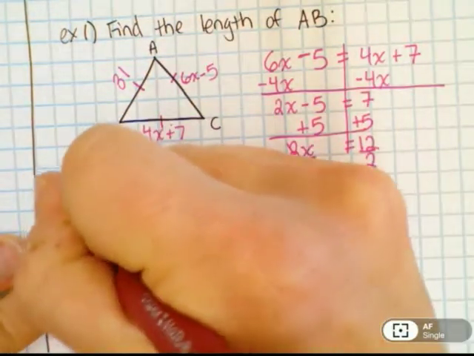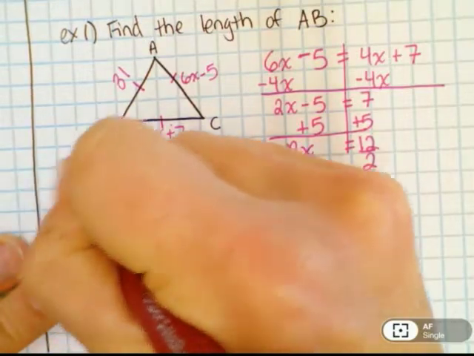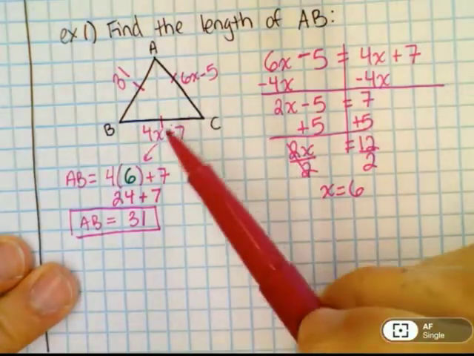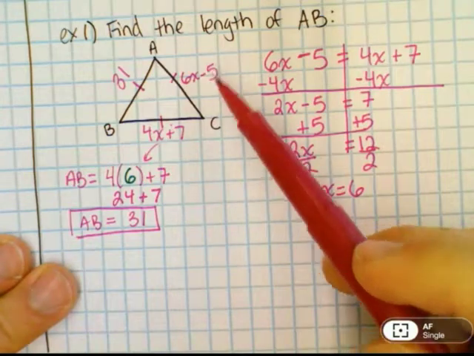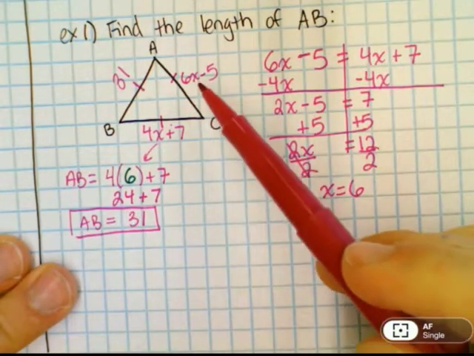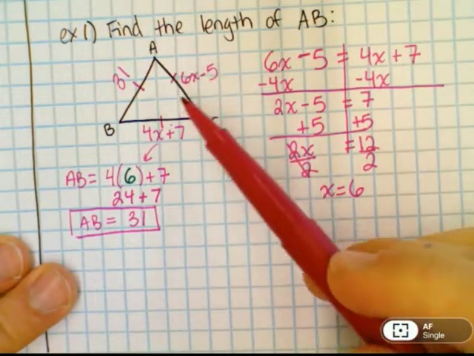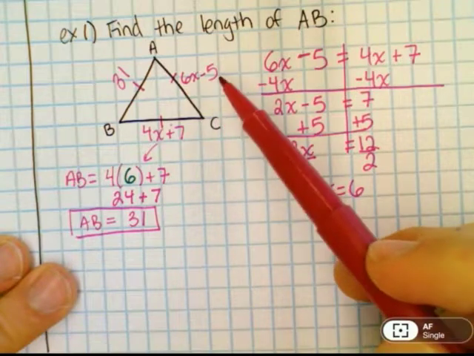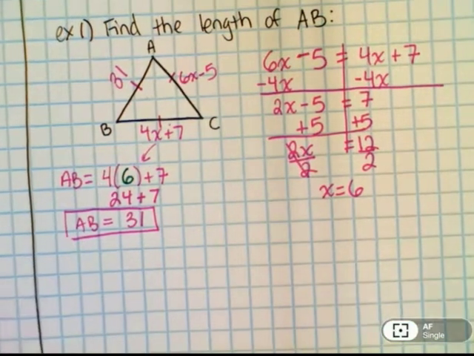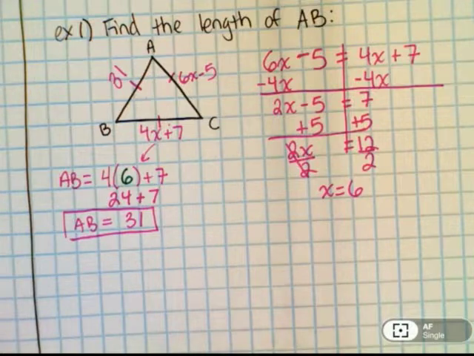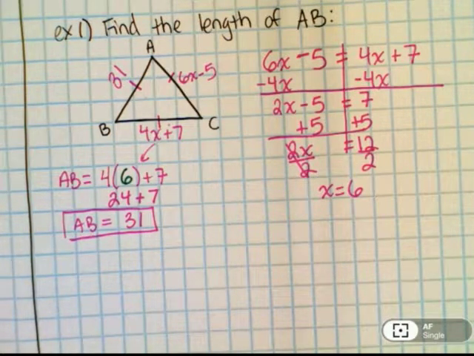So AB equals 31. That's our answer. And we should get the same answer with both of these. You can just really quickly double check. If I replace this x with 6, 6 times 6 is 36, minus 5 is 31. So all three sides are 31 here. So that's the type of problem you'll see. You'll need to write equations to find missing information. So that is an equilateral triangle.